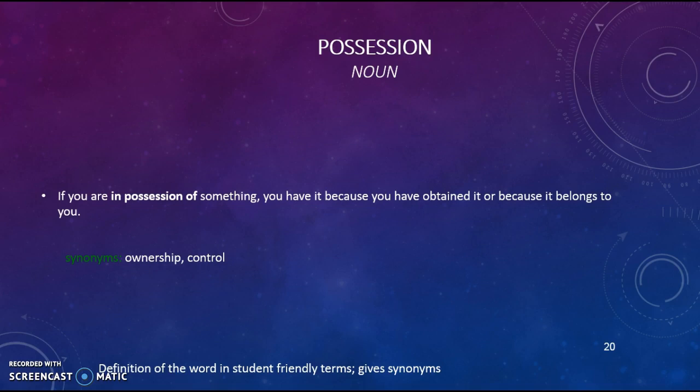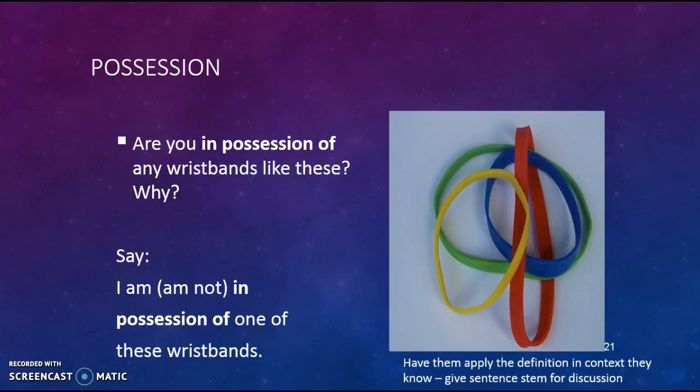We're going to provide a student-friendly definition of the term and give some synonyms. So she shows that it's a noun. She says if you're in possession of something, you have it because you've obtained it or because it belongs to you. Some synonyms: ownership and control. It's important to bring those other words in, as that's going to expand their vocabulary.